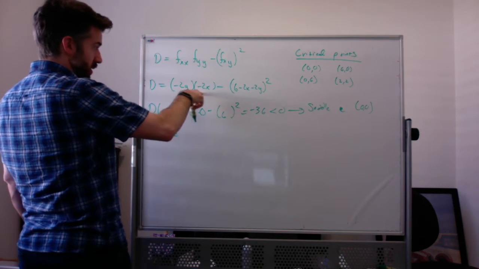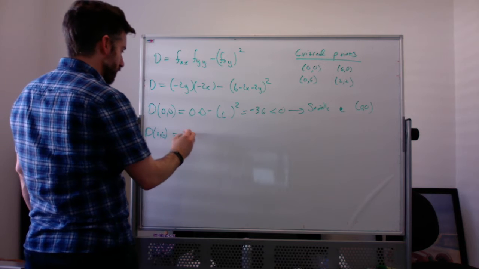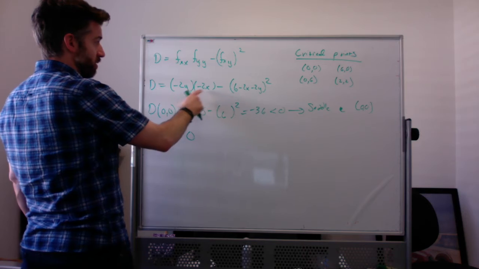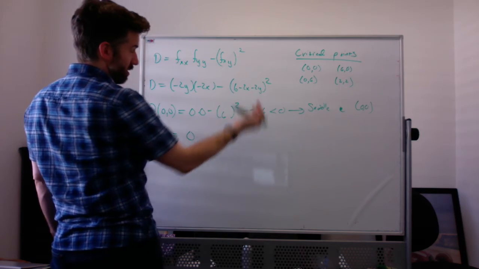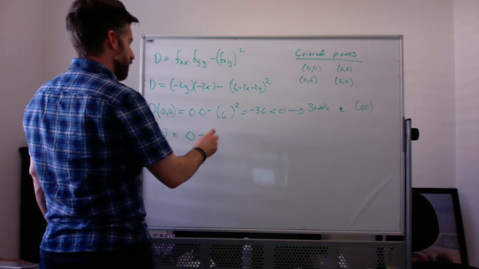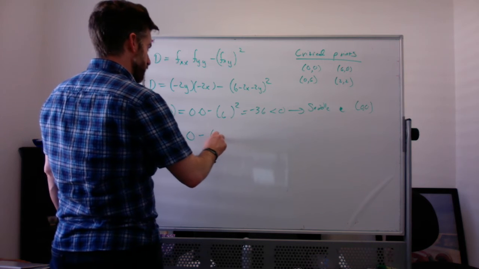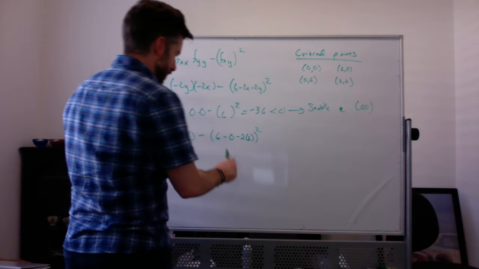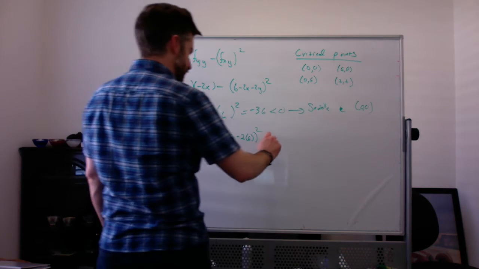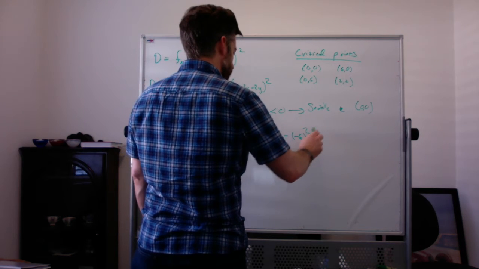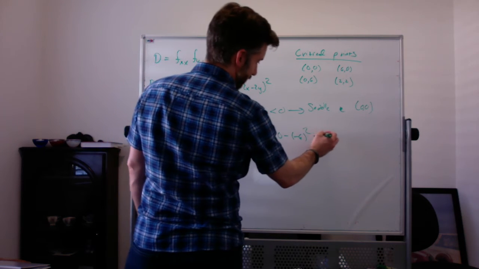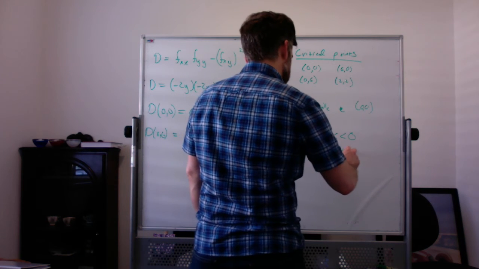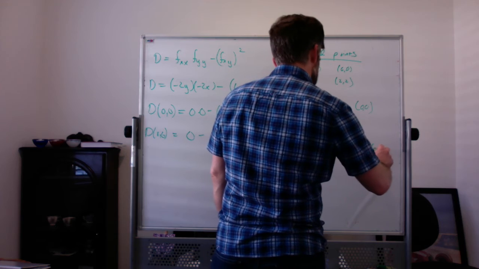At 0, 6, we get still 0, right? We're going to get 0 here every time. So once I get 0 here, I know I'm going to get something that's probably going to be a saddle, because 0 minus something that's probably not 0 squared is going to be negative. Let's plug it in. 0 for x, 6 for y. 6 minus 0 minus 2 times 6 squared. You get 6 minus 12 is negative 6. 0 minus negative 6 squared is negative 36. Again, that's less than 0, so we have a saddle at 0, 6.